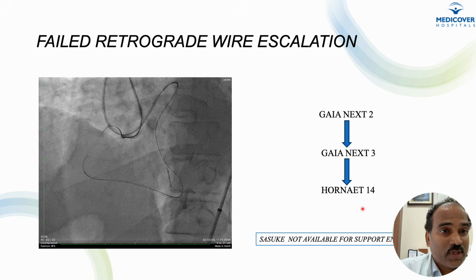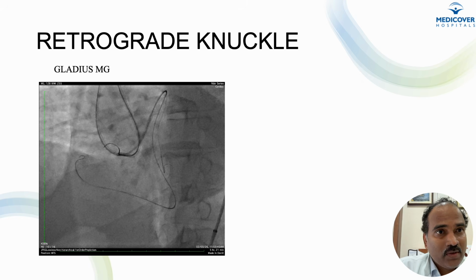If Sasuke was available, you can take Sasuke retrograde on the wire in the RV branch, and that gives you more support for wiring. Essentially it enhances your wire support, so that the tip load can be delivered completely onto the distal cap. But that was not there. So we moved on to a retrograde knuckle.